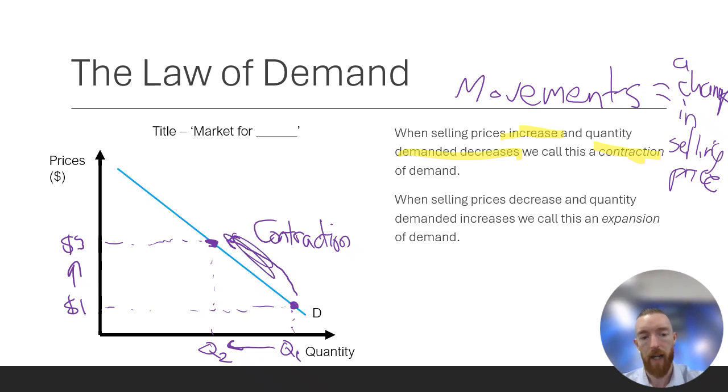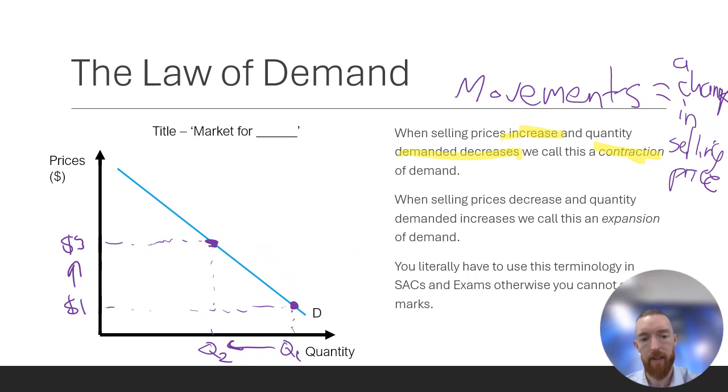If the price is to decrease. Now, let me just erase some of my drawings here. Price decrease. Let's just change some of the arrows here. If the price is to decrease, so we go from $3 to $1, we are going to move from Q2 to Q1, and we're going to move from this point on the curve to this point in the curve.